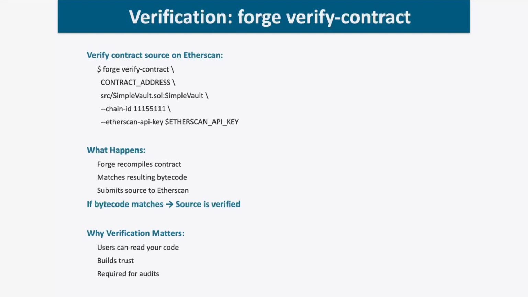And why does verification matter? Well, there are three critical reasons. The first is trust. Users can read your code before interacting. They can see there's no hidden logic trying to steal their money. Second is auditing. Security auditors need source code to review contracts. Without it, they can't work. And third is standards. Any serious contract on mainnet is verified. It's expected. Verification isn't optional for production. Once verified, users can inspect your code forever.